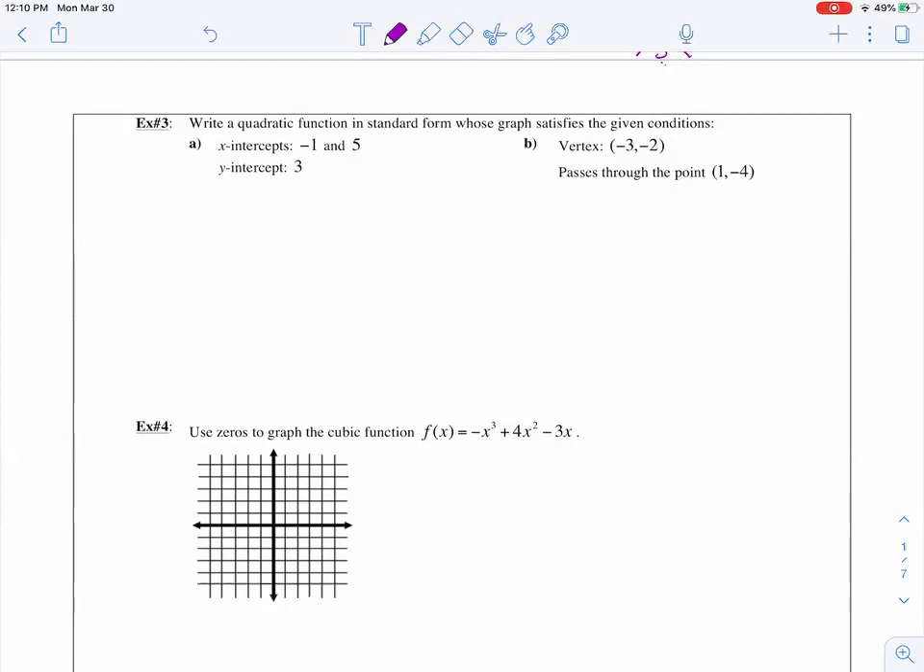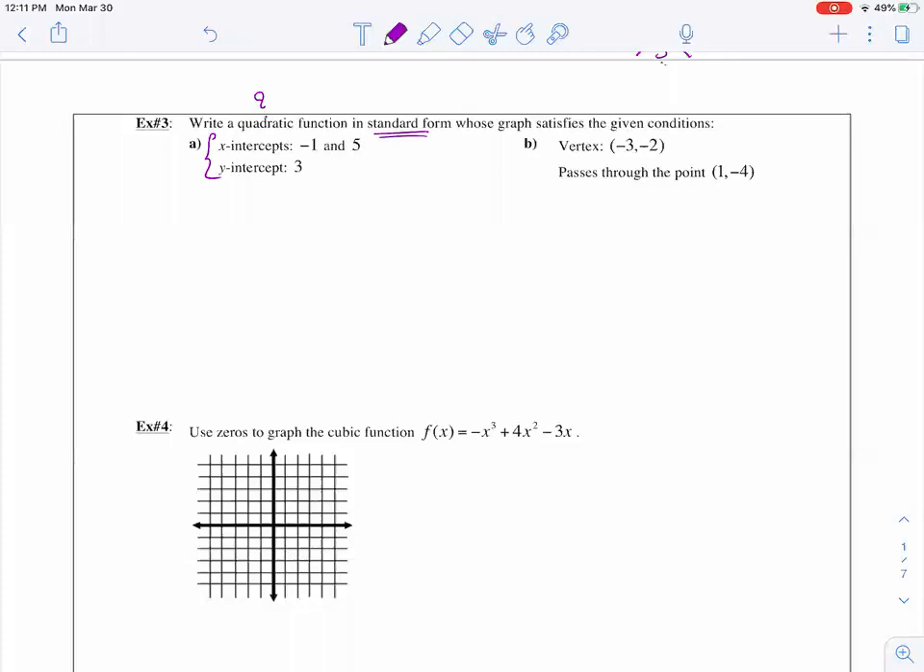Okay, so the question is just the opposite of what we have been doing in the other problems. You don't have the equation. You're asked to write a quadratic equation in standard form, if the equation has these x-intercepts and y-intercept. So you have to come up with a quadratic equation in standard form that satisfies these conditions.